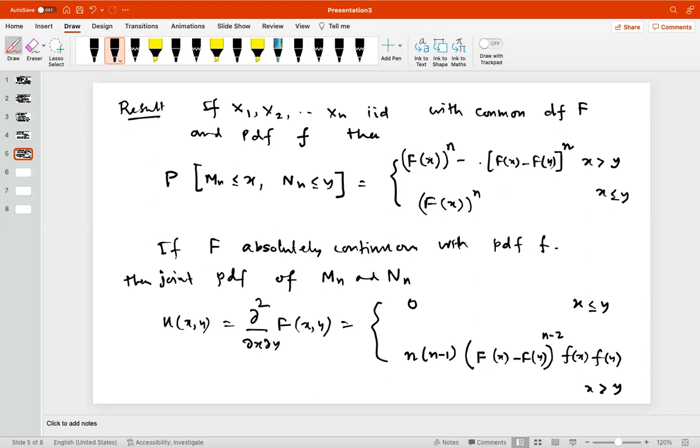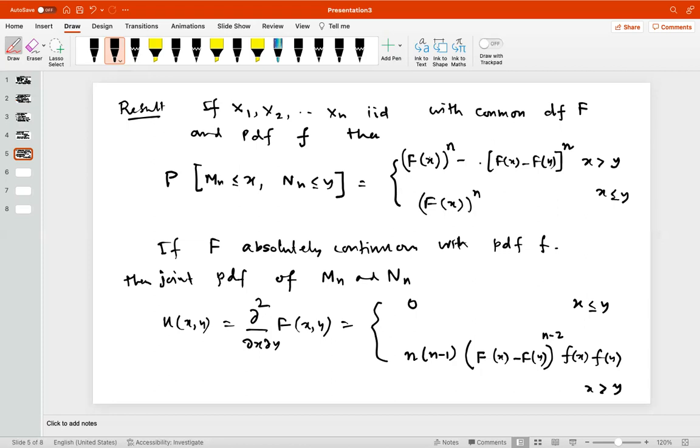Sorry, it is just small fx, because you are taking the derivative with respect to x. And again you are taking the derivative with respect to y, then you will get n into n minus 1, and then the power will be n minus 2. Again, one more derivative, and in that case, n into fx to the power n minus 1 will go 0 when you take the partial derivative with respect to y. So that part just vanishes, and we will get this. So this is easy to check.